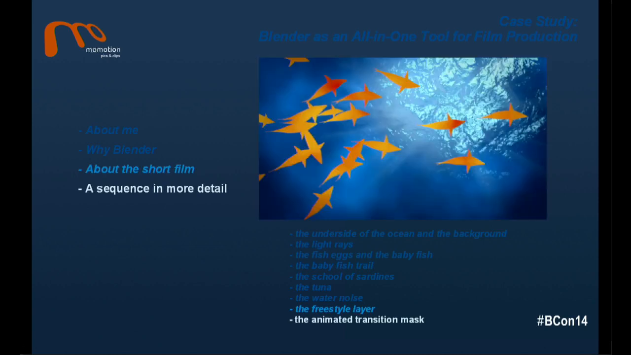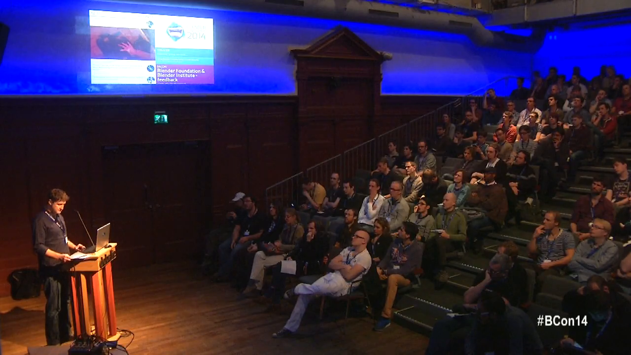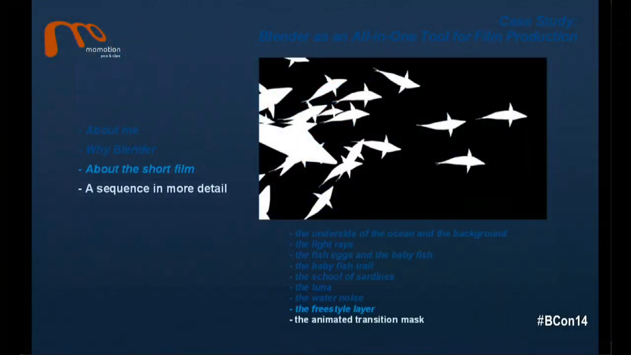Back. The animated transition mask first. The moving pattern in the shape of tuna fish acts like a stencil with the other sequence underneath. For this, I recycled the tuna scene by getting rid of the lighting and textures, repositioning the tuna and rendering it out as a black and white mask.